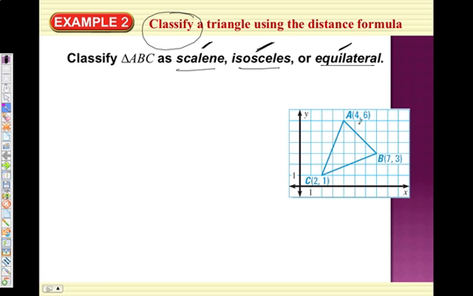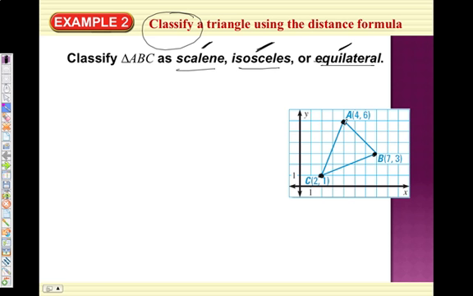We're given a picture here. We got a couple coordinates, okay, A, B, and C. How do we figure out if it's scalene, isosceles, or equilateral? Well, we need to figure out the length from here to here, and that'll tell us how long that is. Now we need to figure out the length from here to here. Then we need to figure out the length from here to here. And we need to compare all of those lengths to see if it is scalene, isosceles, or equilateral.